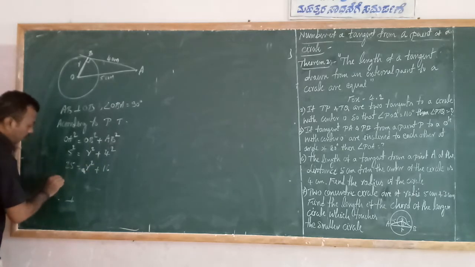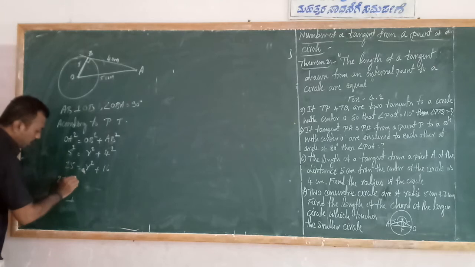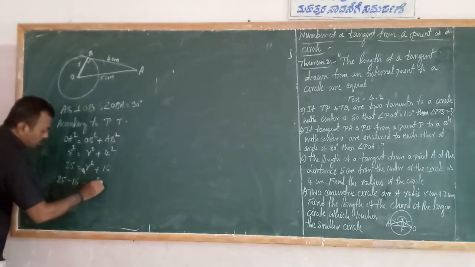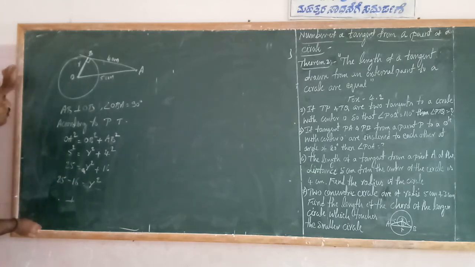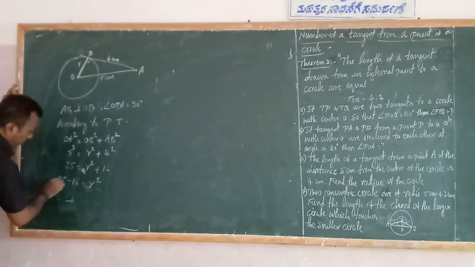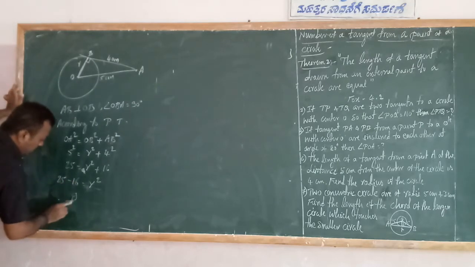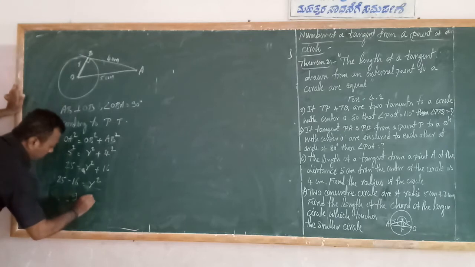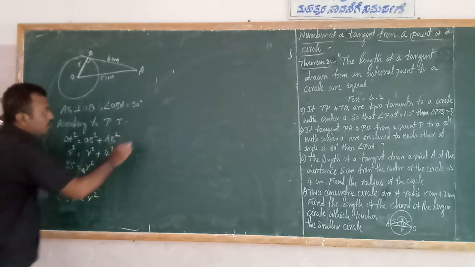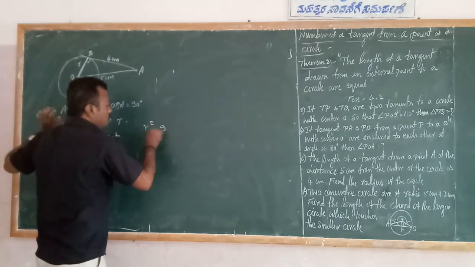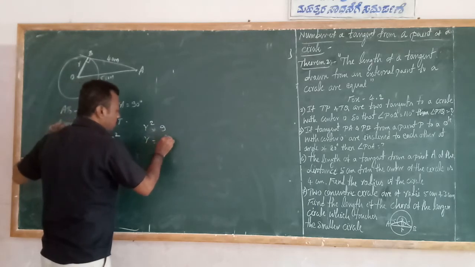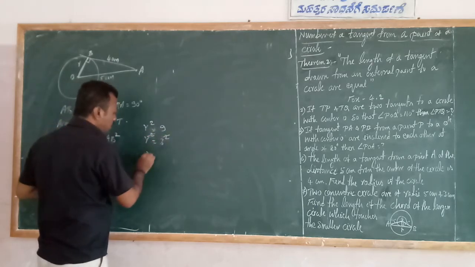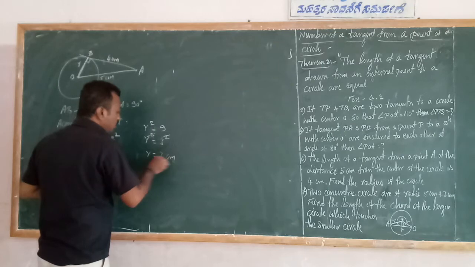So 25 we keep here only, and 16 we send across as minus 16. It will become R square. 25 minus 16 will become 9, which is equal to R square. Therefore R square is equal to 9. Therefore R is equal to the square root of 9, so the square gets cancelled. Remaining R is equal to how much centimeter? 3 centimeter.